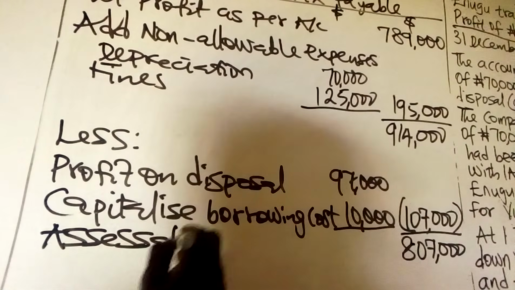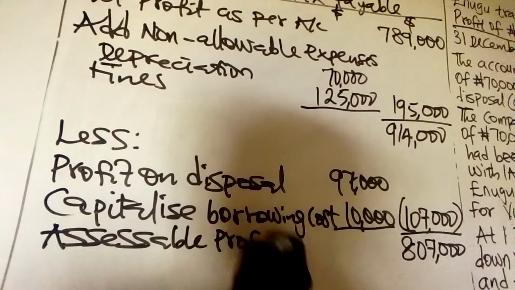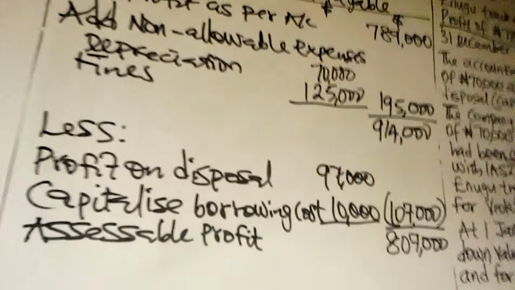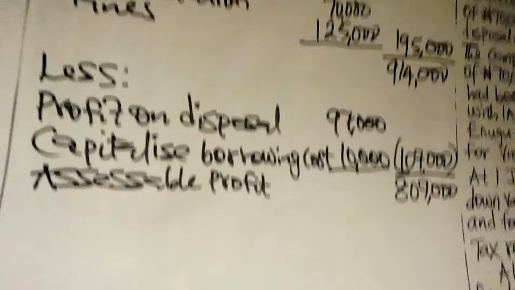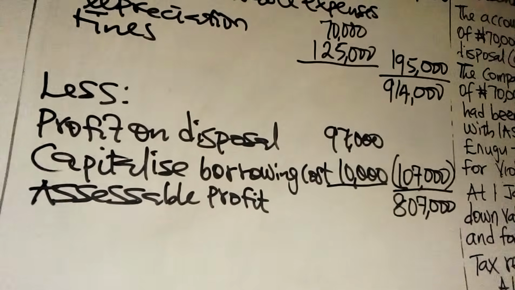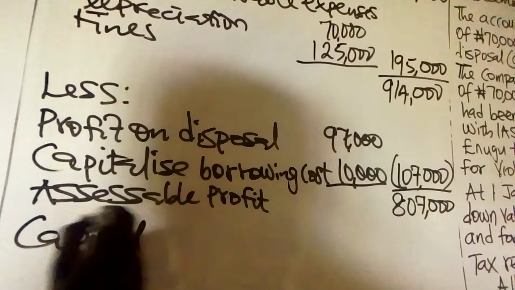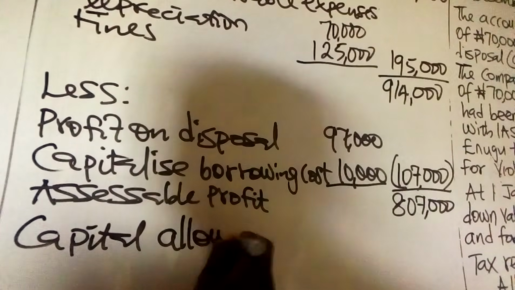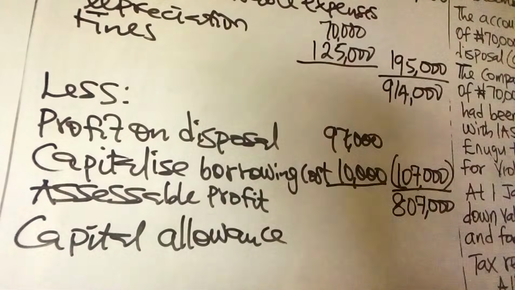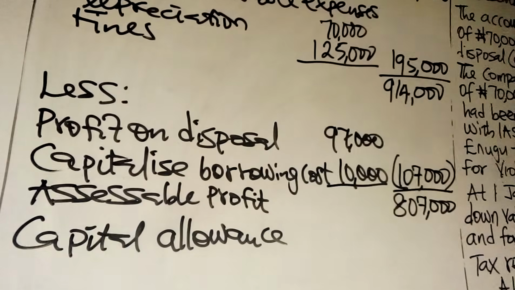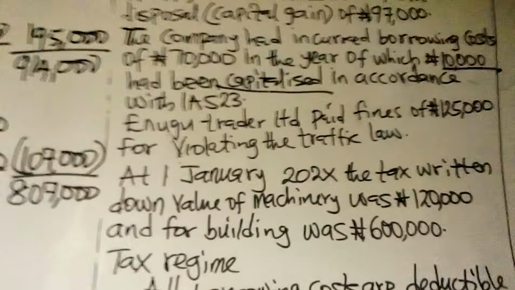That is the assessable profit. Remember, I've told you earlier that capital allowance is granted in lieu of depreciation. So you now less capital allowance. You have been given the qualifying capital expenditure to include.